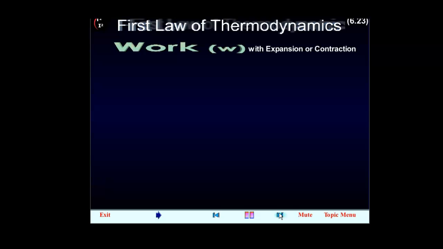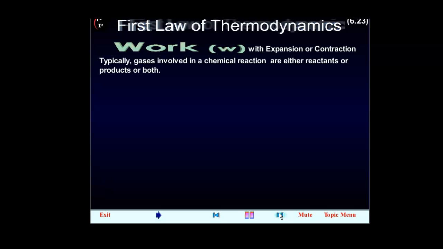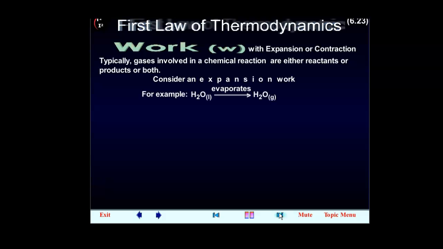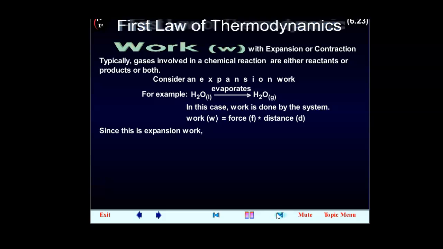Work W with expansion or contraction. Typically, gases involved in a chemical reaction are either reactants or products or both. Consider an expansion work. For example, H2O liquid evaporates to H2O gas. In this case, work is done by the system. Work W equals force F times distance D. Since this is expansion work, W equals negative F times D.